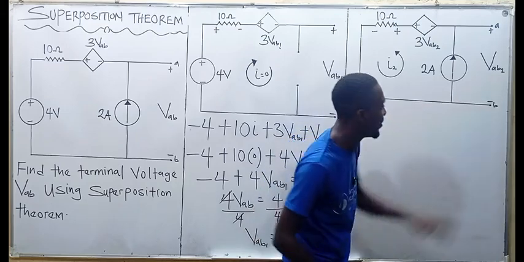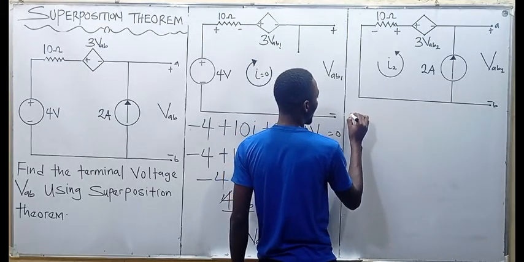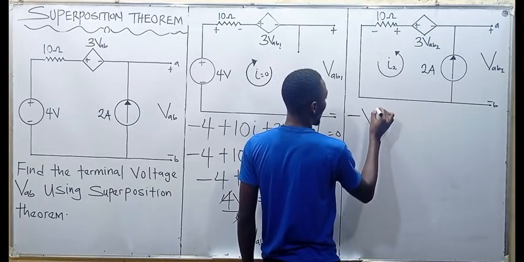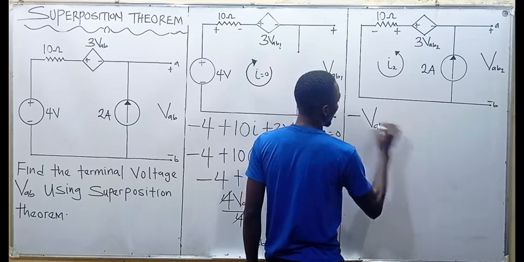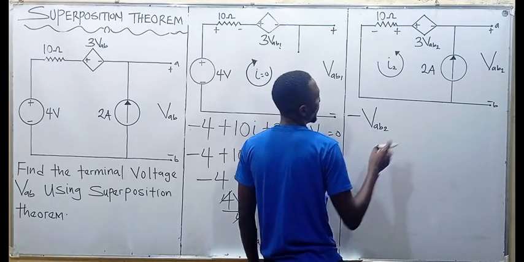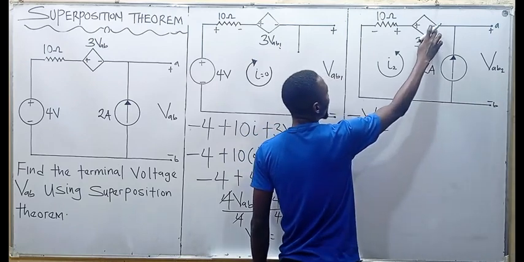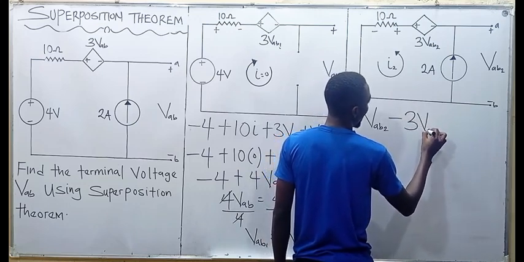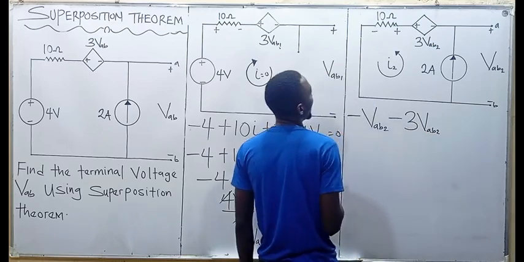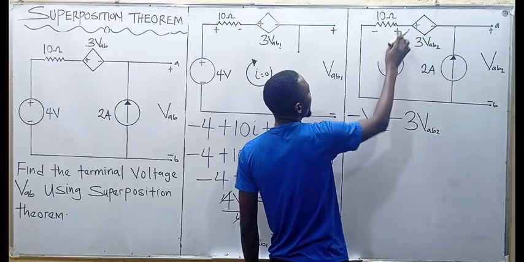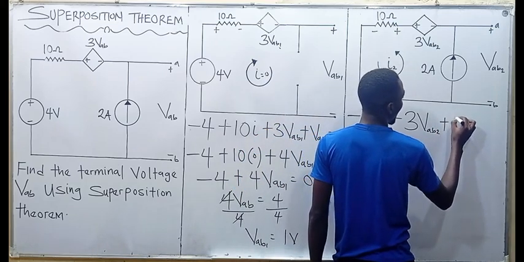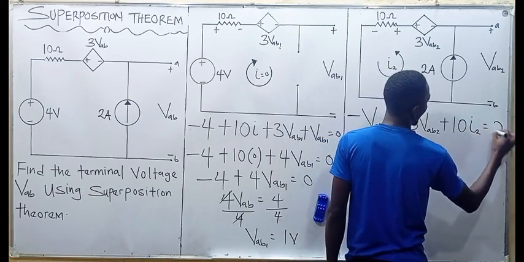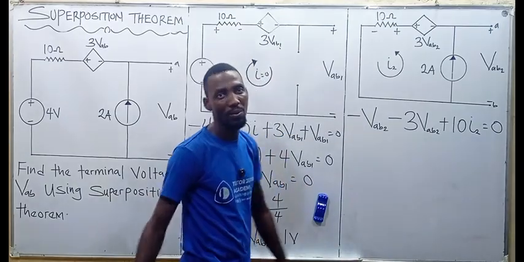All right, so now the first thing we are going to do is we are starting from the beginning, which is negative. So it's going to be negative VAB2. Okay, then we start from the beginning. The beginning of this one too will be what? Negative. It's going to be negative 3VAB2, and then the beginning of this one too is going to be what? Positive. Plus what? Plus 10, and then I2 will be equals to what? 0. I hope this is clear.